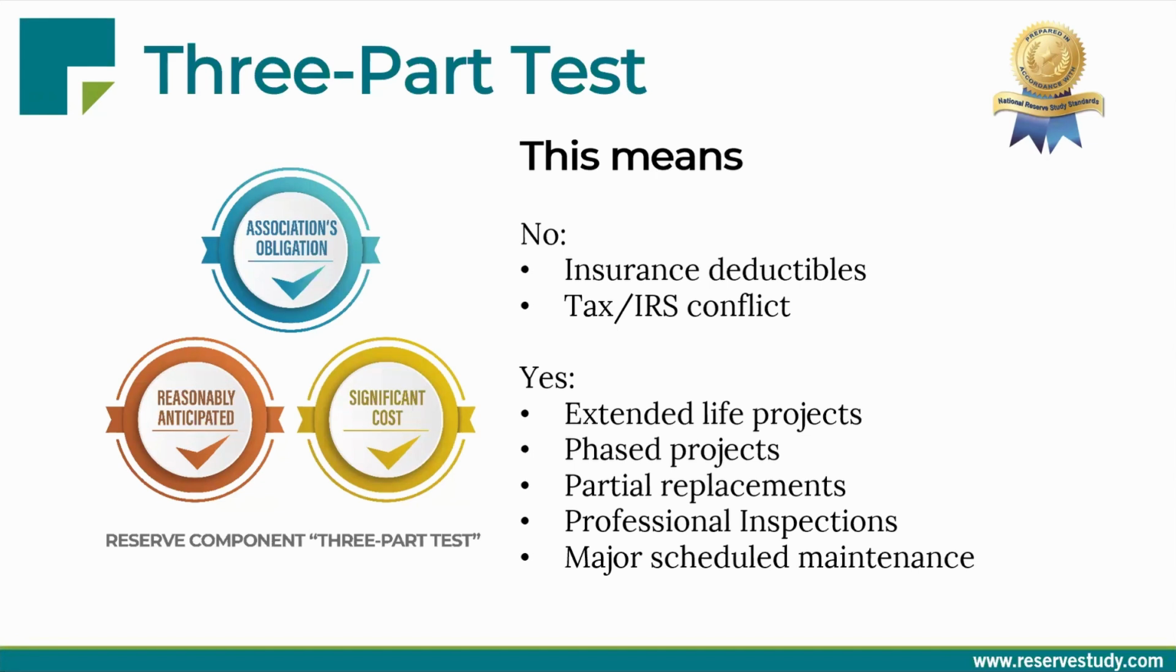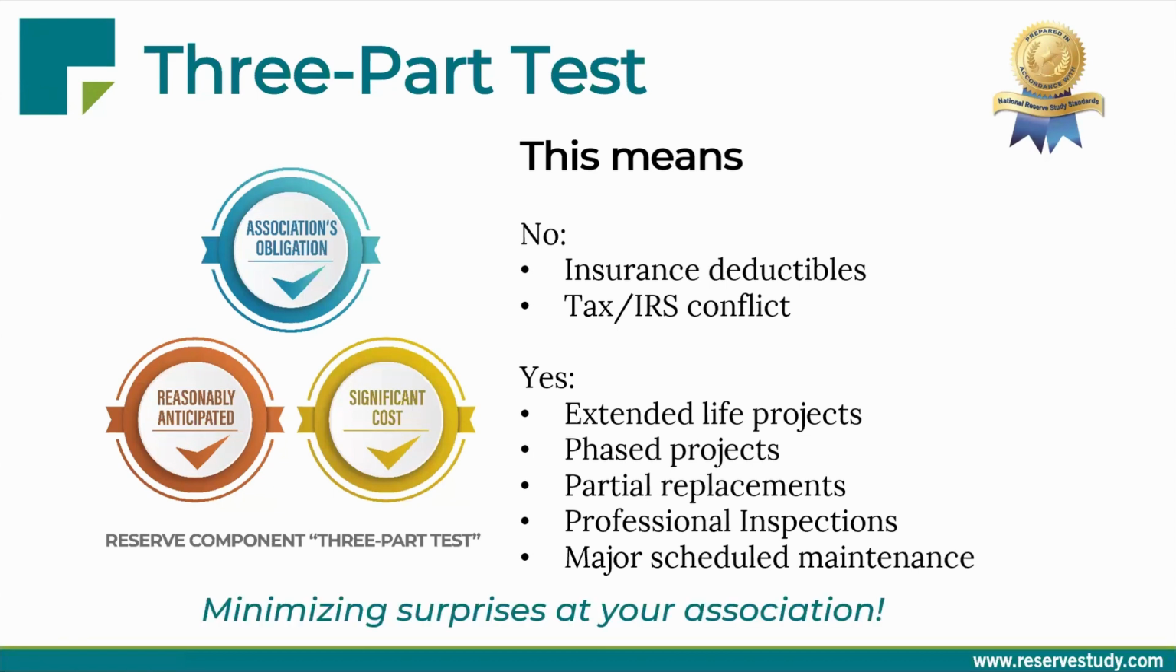Yeah, and as we take a look down at this yes column here, really the updated 3-part test gives us the ability to take a different look at these bullet points here. Extended life projects, those are projects that are over the 30-year mark. This could be something like a seawall or really durable siding that's anticipated to last like 50 years. Some of those things haven't been looked at in the past, and the reserve study standards are now taking a closer look at those things. Aged projects, partial replacements, professional inspections, major scheduled maintenance, all new things that are looked on very well in reserve studies, especially when it comes to professional inspections and major scheduled maintenance.